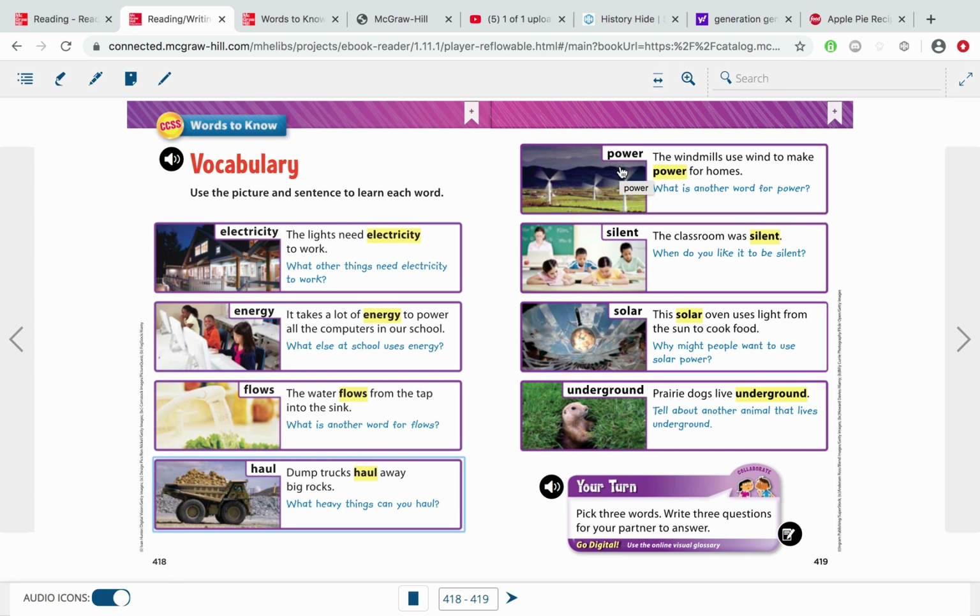Here's your next word. I see combination ER. This is power. Some of you have driven around, I think Van Wert and Fort Wayne have a lot of windmills. The windmills use wind to make power for your homes. Okay, so power can be created in different ways, and one of those ways is wind. Let's take a look at the definition.